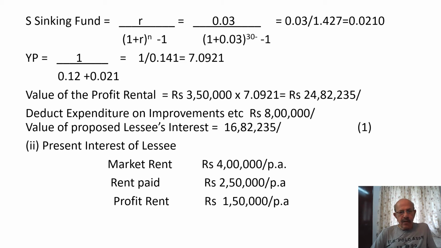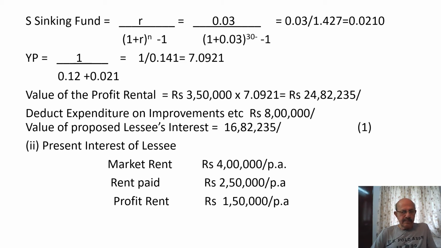Deduct expenditure on improvements at rupees 8 lakhs. Value of the proposed lessee's interest is equal to 24 lakhs 82,235 minus the improvement cost of 8 lakhs, which is equal to 16 lakhs 82,235. This is the lessee's interest.